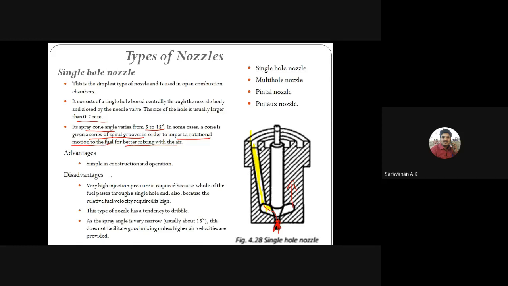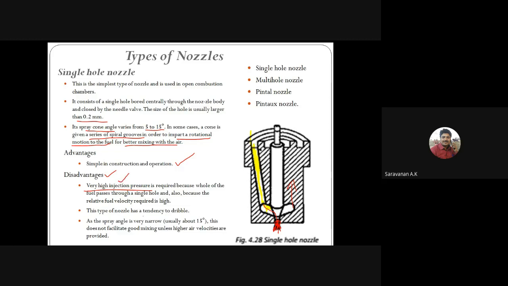So here we have some advantages. Its construction is very, very simple. That's a major advantage. And we have some disadvantages too. Here we are using only one hole, so very high pressure is required for the whole passage. Because of the single hole, it requires a high fuel velocity, so we also require high pressure.